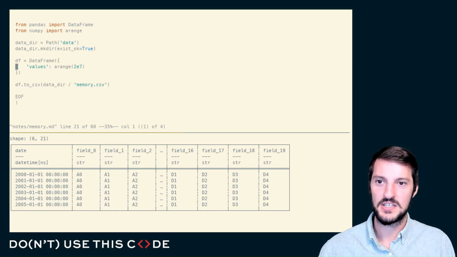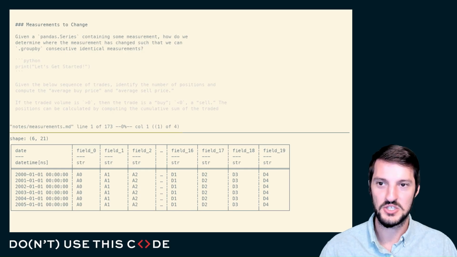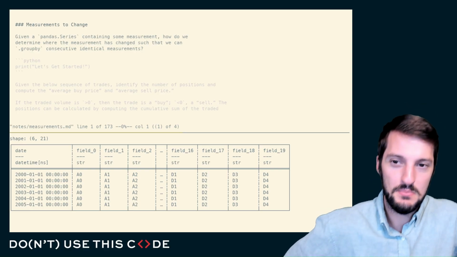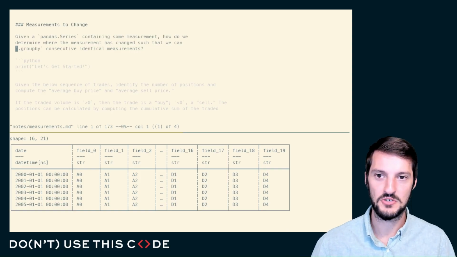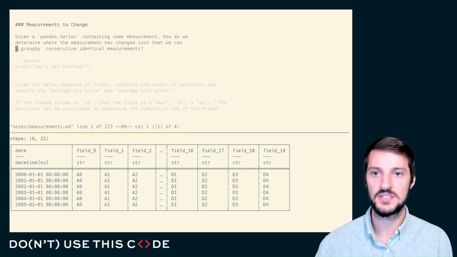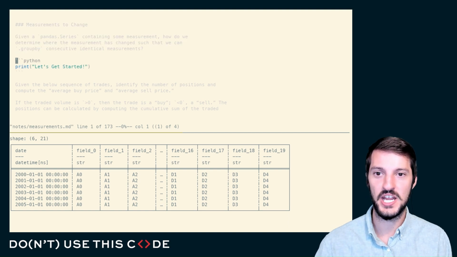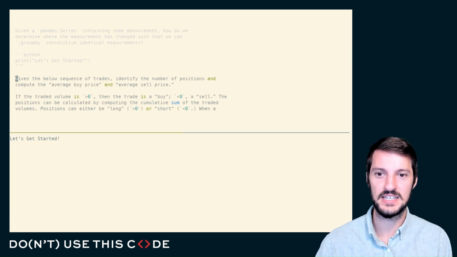Let's go ahead and talk about our next and final question, measurements to change. This is going to be similar to our deltas to state, but just slightly different. We have a pandas series containing some measurement. How do we determine the boundaries, or where that measurement has changed? Let's get started.